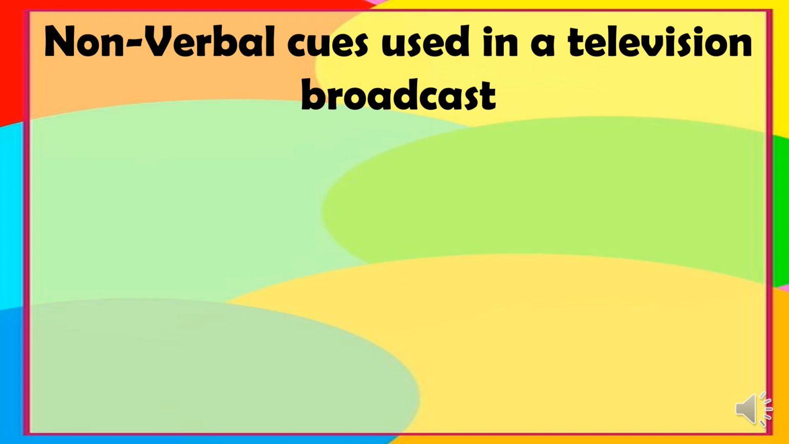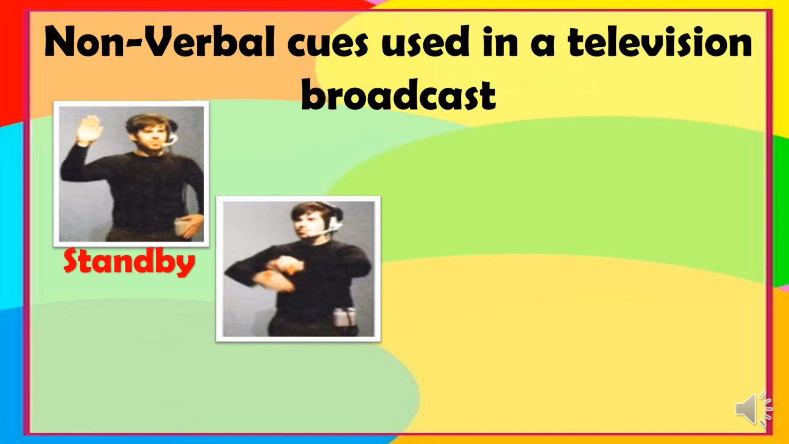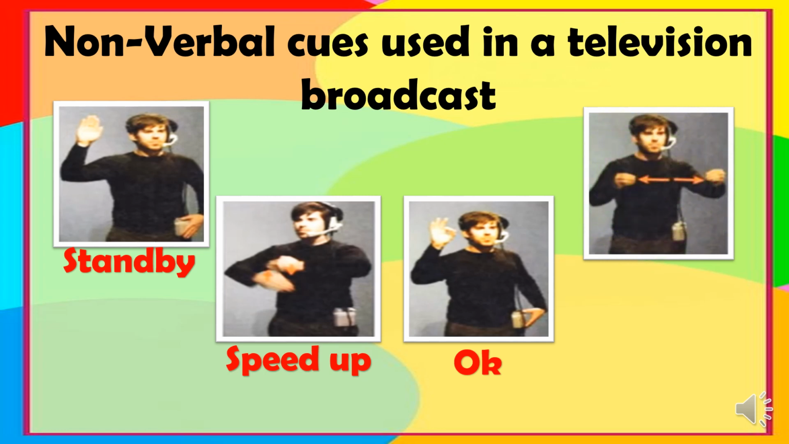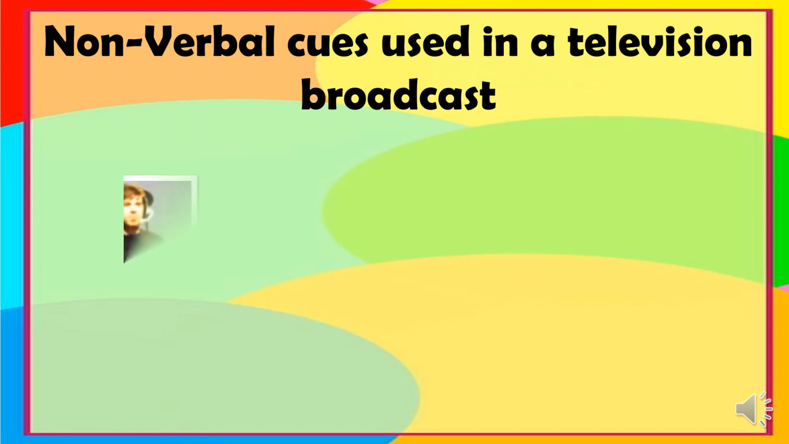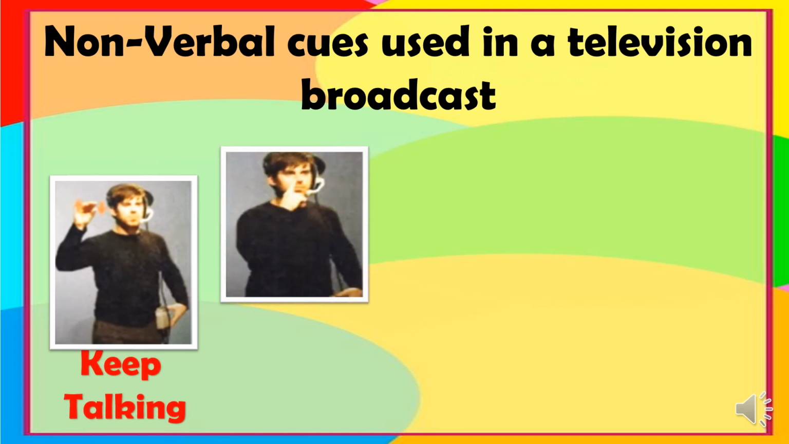And these are the nonverbal cues used in a television broadcast. We have this signal, which is standby. We have also this signal, speed up, and this gesture, okay. Another gesture means stretch or slow down. We have also this gesture which means keep talking. Another one is on time.